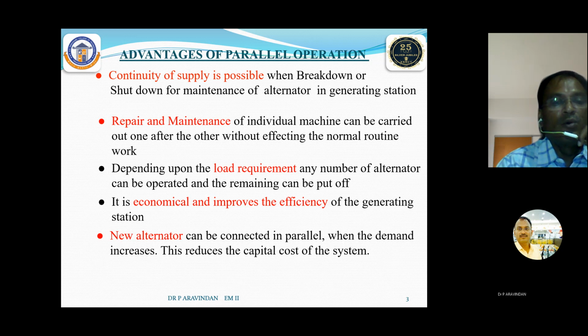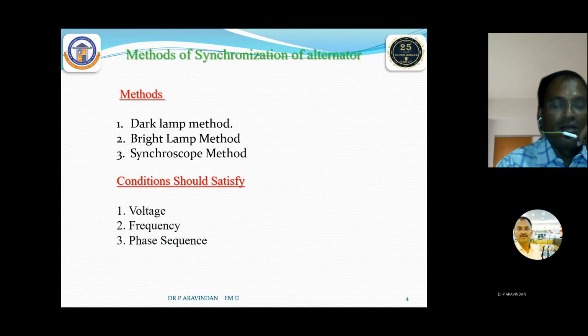Depending upon the loading requirement, any number of alternators can be operated and the remaining can be put off. It is economical and improves the efficiency of the generating station. A new alternator can be connected in parallel when the demand increases, which reduces the capital cost of the system. These are the various objectives of parallel operation of an alternator with the infinite bus bar.